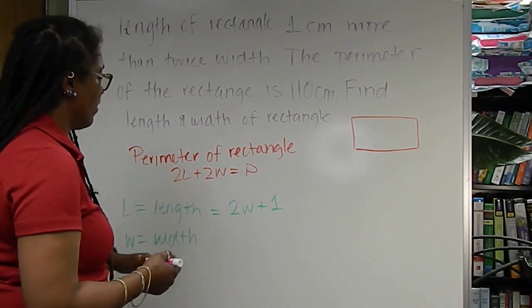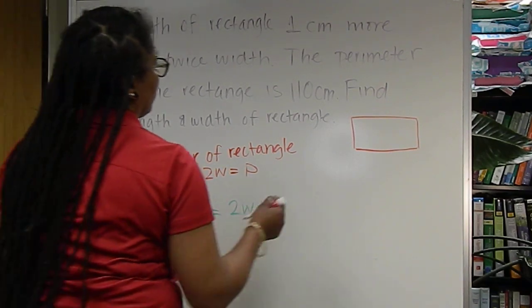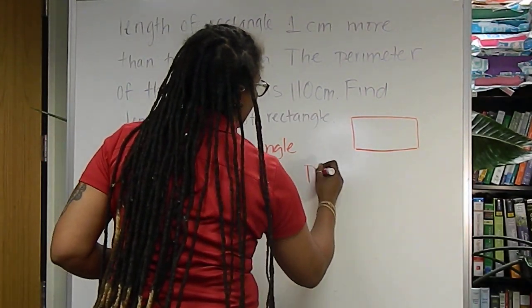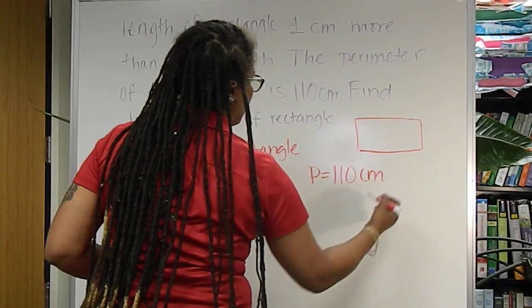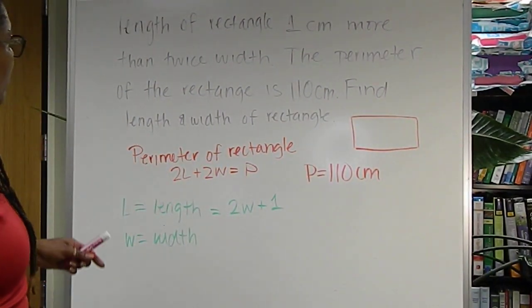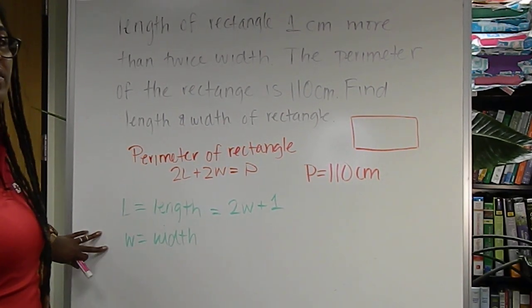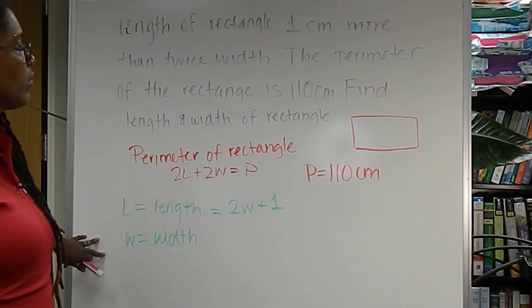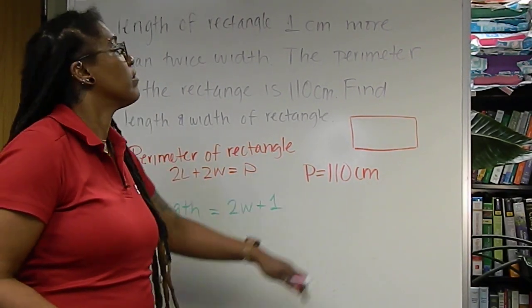So when we plug everything in, we know that P, let me write that up here too, perimeter is equal to 110 centimeters. So we have the formula for a rectangle. We've got our variables to represent the size that we're looking for. And we know what our total perimeter value is.